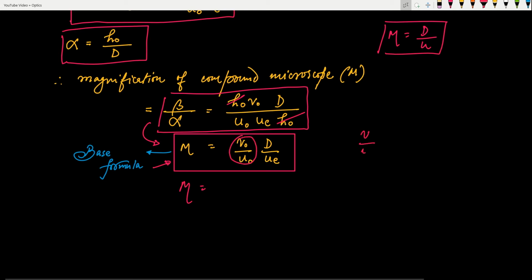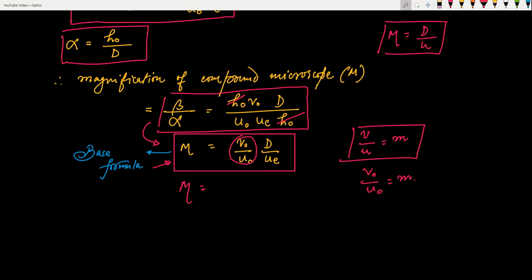V by U is basically magnification for lengths. If you look carefully, then V naught is image distance for the objective, and U naught is object distance for the objective. Therefore, we can say that V naught by U naught is actually the magnification of the objective lens. So we can write V naught by U naught as MO, that is, magnification of the objective lens.